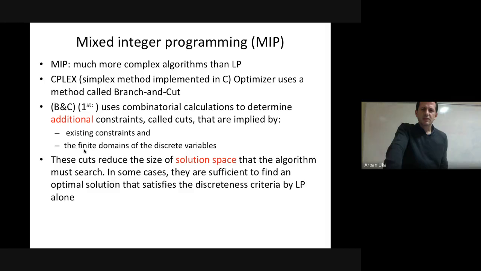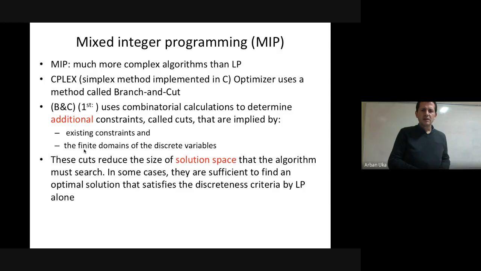There are some toolboxes implemented in different programming languages, such as CPLEX. This specific optimizer uses a method called branch and cut. This branch and cut is an approach which uses combinatorial calculations to determine additional constraints called cuts. For next week, we are going to assign someone to talk about the traveling salesman problem, and that one also has a solution similar to branch and cut. It's not difficult. It's just an approach of how to solve the problem step by step.